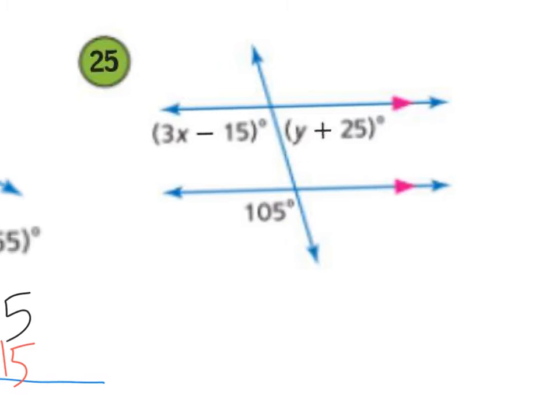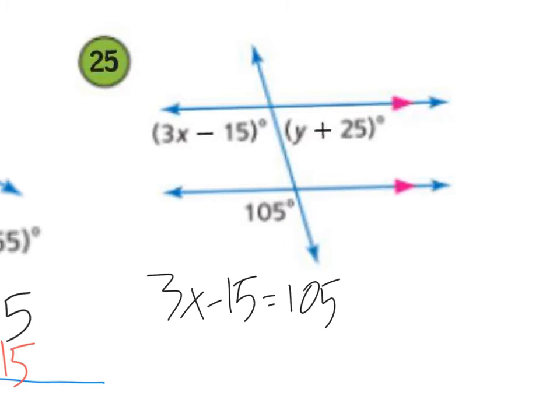So number 25, I have a linear pair here, and then, let's see here, these are going to be corresponding angles. And so corresponding angles are congruent. So I can say 3x minus 15 equals 105.